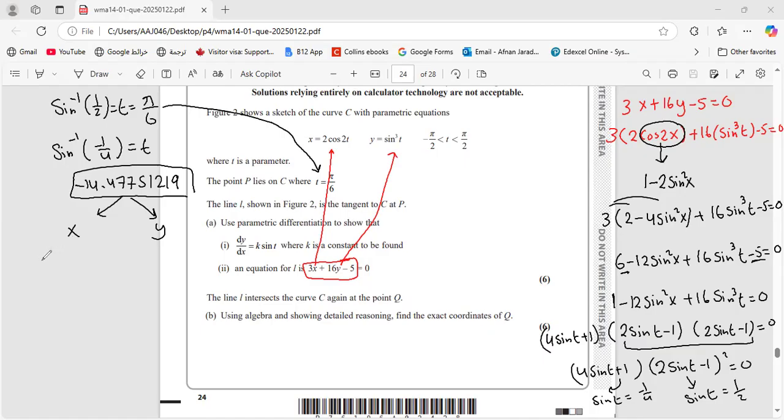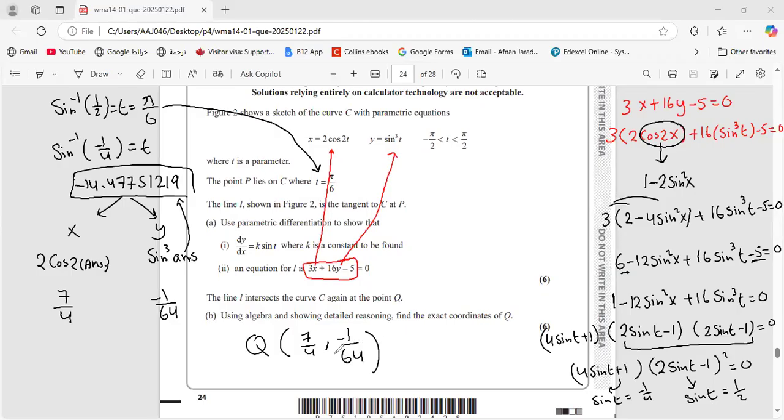So x will be 2 cosine 2 multiplied by the answer from calculator, it will be 7 over 4 exactly. And y, which equals sine cube t, sine cube of the answer, exactly this one, it will be negative 1 over 64. So point Q equals 7 over 4, negative 1 over 64.